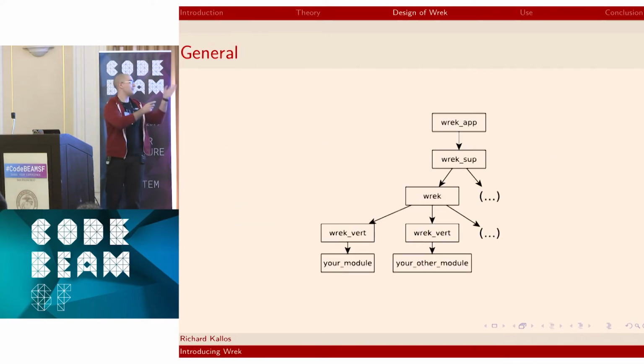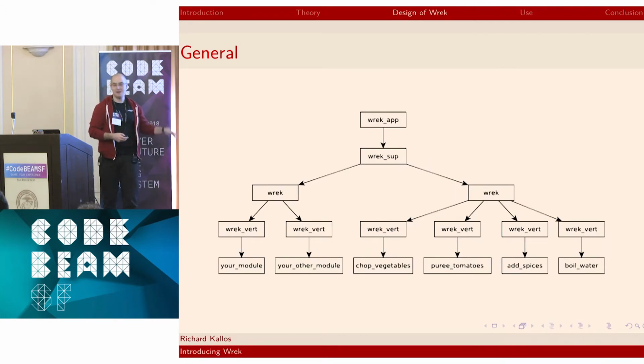So here's a sort of little supervision tree. You wrote your module and your other module, and everything else is just there. And at the same time, I'm making pasta, and that's just the general supervision tree.